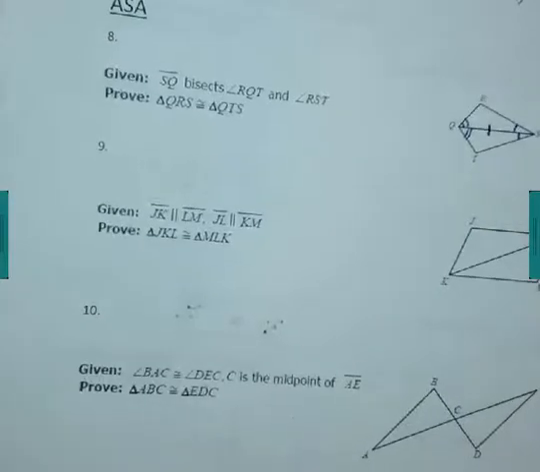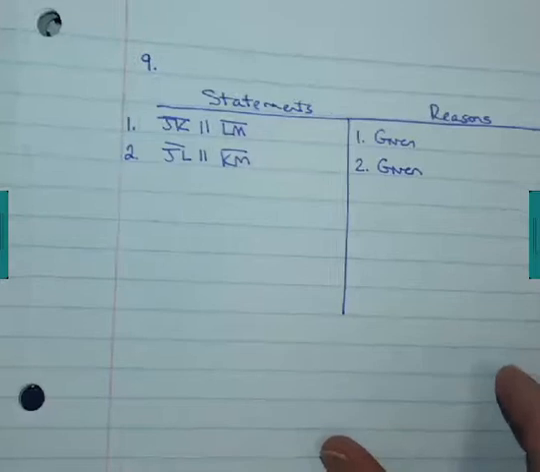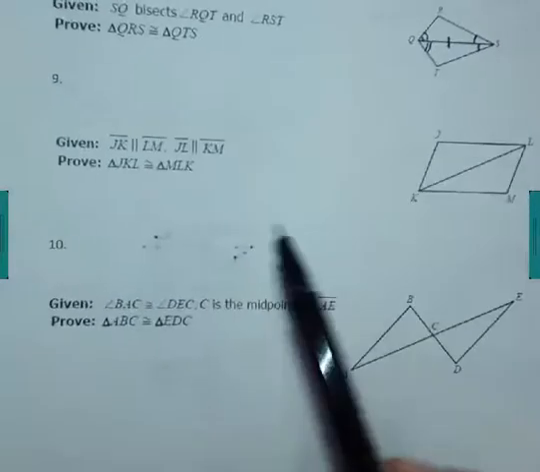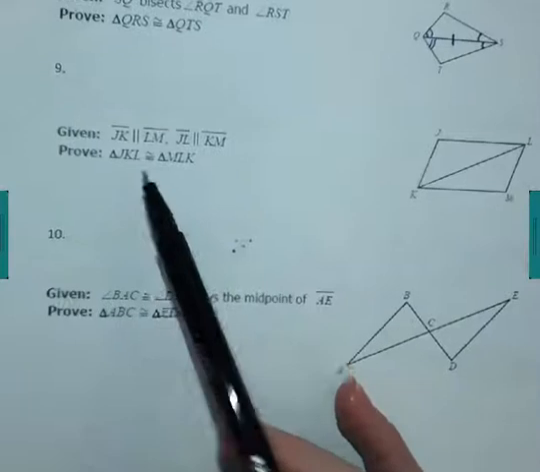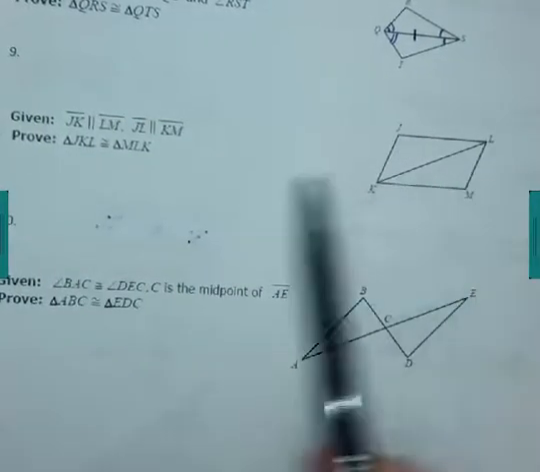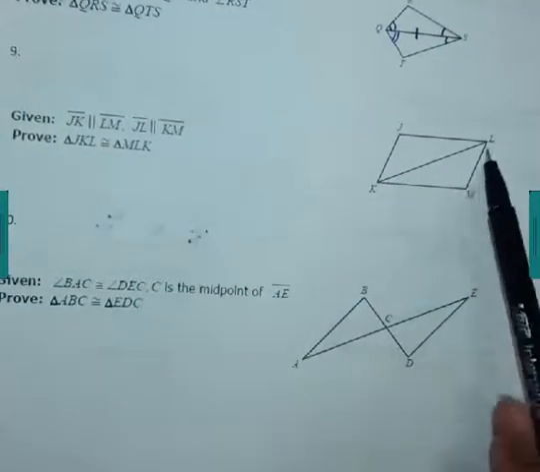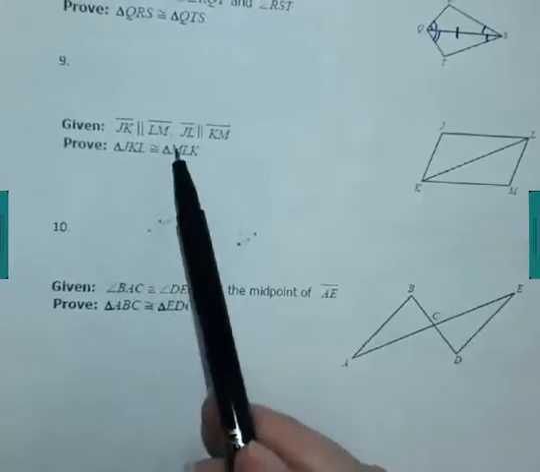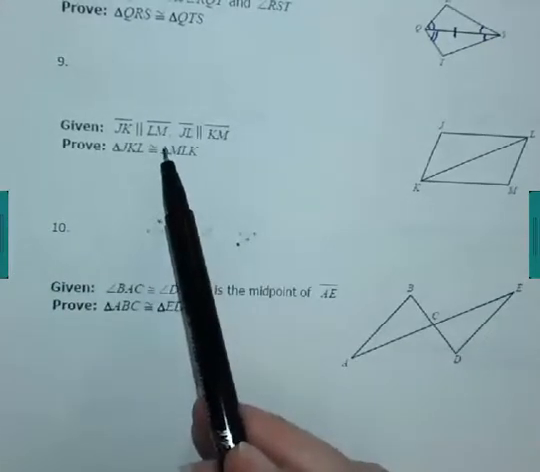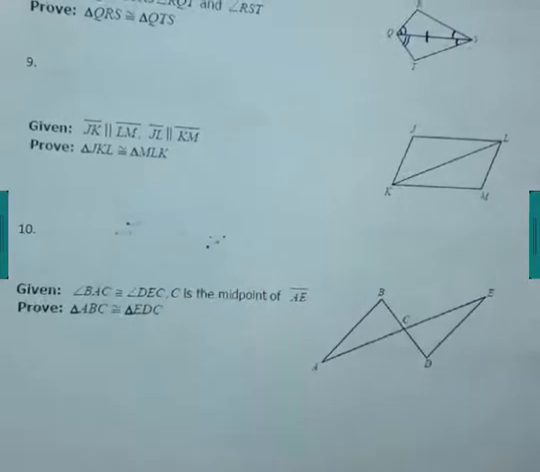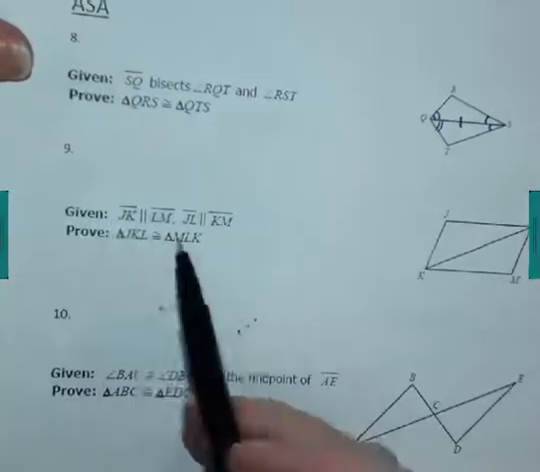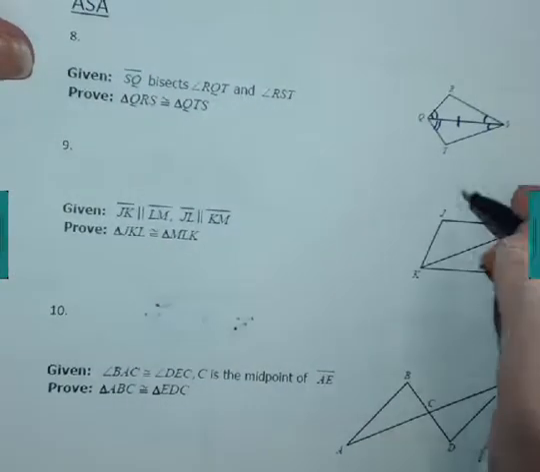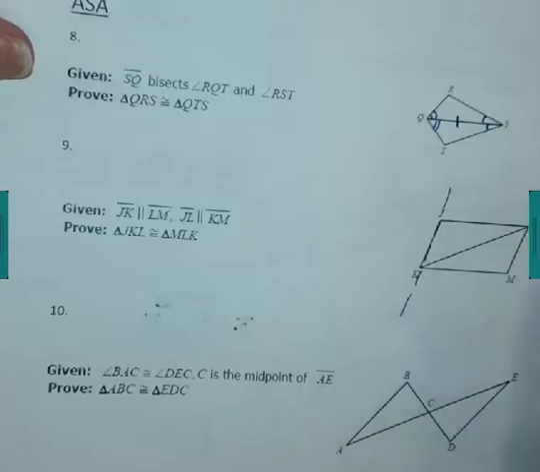Alright, so if you have number 9 all set up and ready to go, it should look like this. We want to see what our goal is. We're trying to prove that JKL is congruent to MLK, so these two triangles. Now our clues and given statements are that we have some lines that are parallel. Here it says that JK is parallel to LM. So I'm going to draw that line out so I can see it.